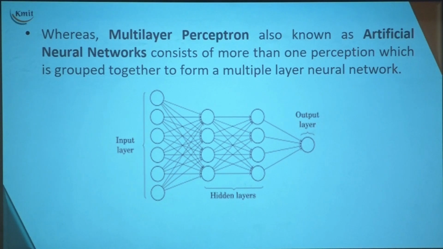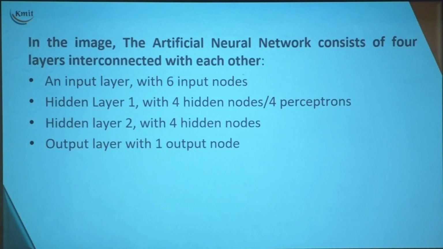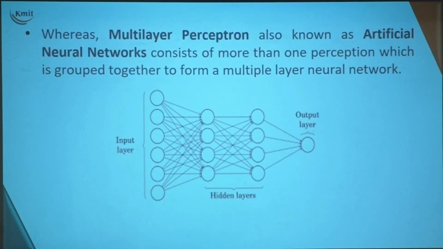Don't say multiple input layers, multiple output layers. Multiple neurons will be there in the input and output, but we have only one input layer, one output layer, but we have multiple hidden layers. So this network is called a multi-layer perceptron. Okay. Now, how can you explain this figure?